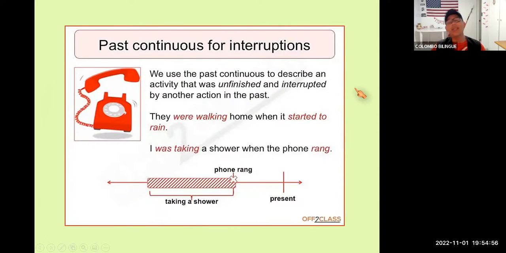Okay, so next one is, let's have another picture shown already to all of you in our previous class. The idea is they were walking home. That was the action or process. And something interrupted the action, teacher. And what was that? The rain. We were walking on when suddenly it started to rain.